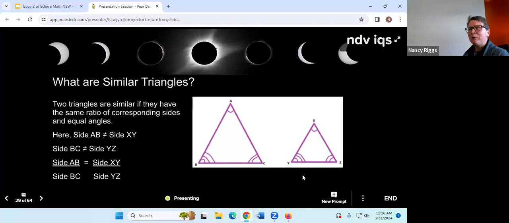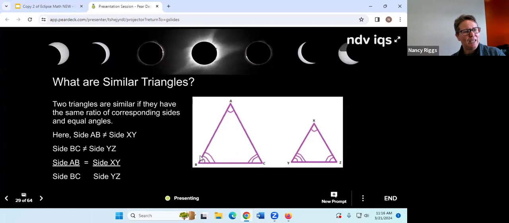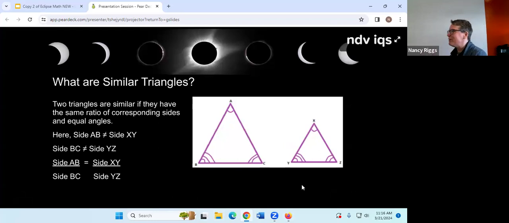The other thing we say about similar triangles, they don't have equal sides. We say that 2 corresponding sides have the same ratio. In other words, if we write them as a fraction, those fractions are equal. So if I take side AB and side XY, those are not equal. But if I put AB over BC, and then I took XY over YZ, those 2 fractions, those 2 ratios will be equal. So that's what we mean when we say a similar triangle.